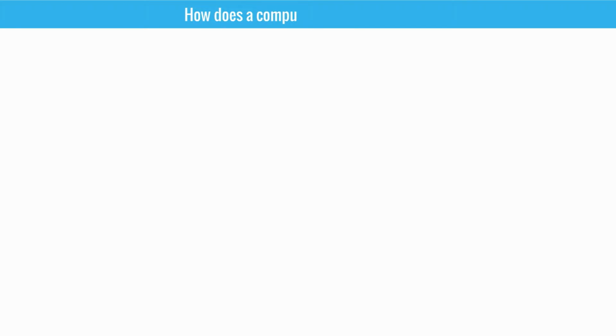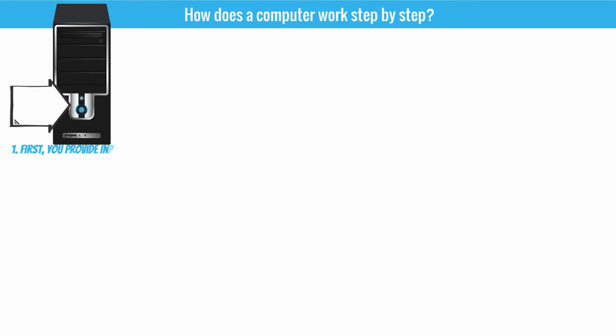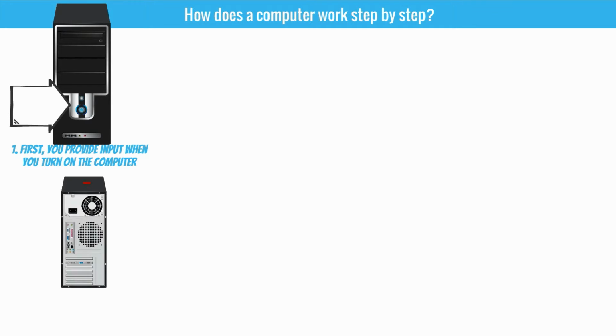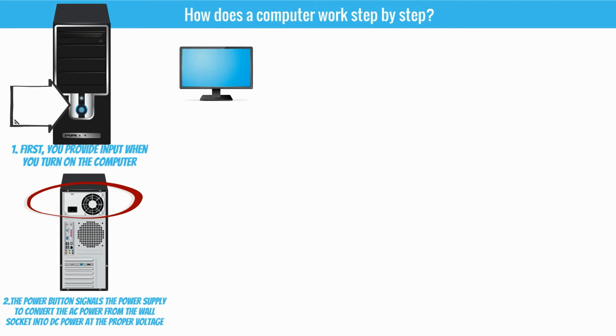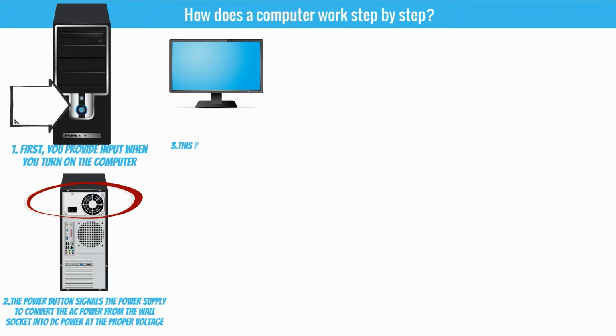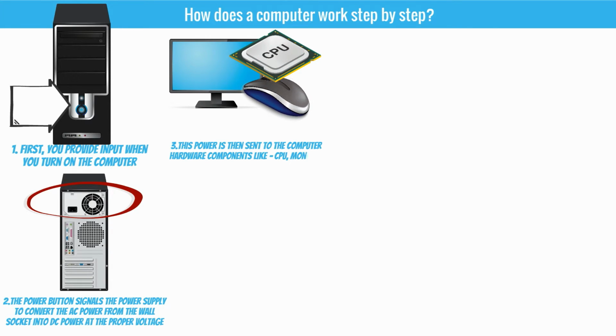How does a computer work? Step by step. First, you provide input when you turn on the computer. The power button signals the power supply to convert the AC power from the wall socket into DC power at the proper voltage. This power is then sent to the computer hardware components like the CPU, monitor, keyboard, and mouse.